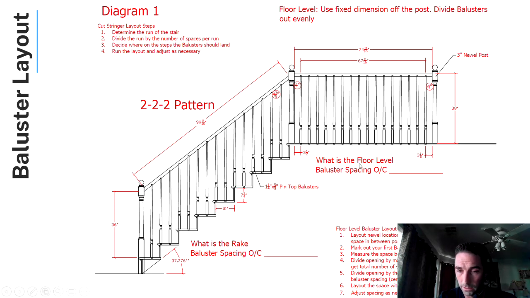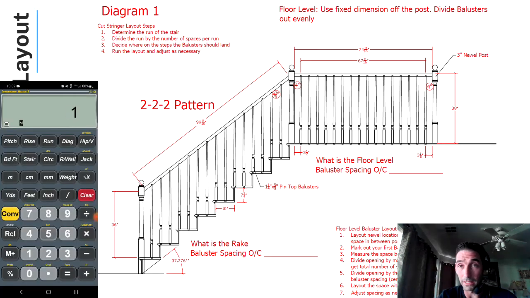Let's see. Divide opening by the number of spaces. Lay out the space with the dimensions you got. Adjust spacing as needed. Quarter inch adjustment is acceptable. What that means is that this is rounding. The calculator is giving me 4.5 inches, but it's not really a true 4.5 inches. So chances are I'm going to start at the beginning, and by the time I get to the end, I'm not going to be 67 11/16.